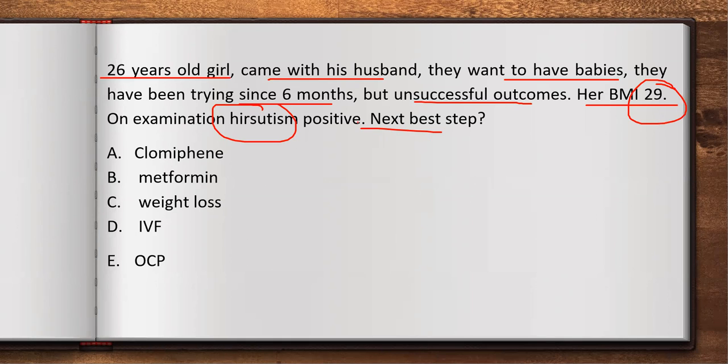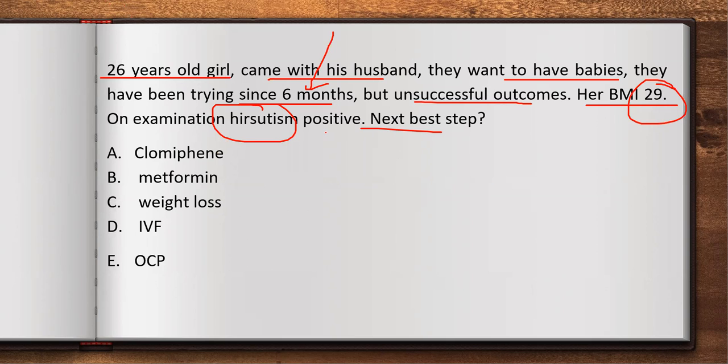So, what is your diagnosis for this patient? A 26-year-old, obese, having hirsutism. Yes, very good. So it's polycystic ovarian syndrome. PCOS is characterized by this sort of problem: they will have subfertility, obesity, acne, hirsutism. Now, they have been trying just for 6 months. What is the first line treatment for PCOS?